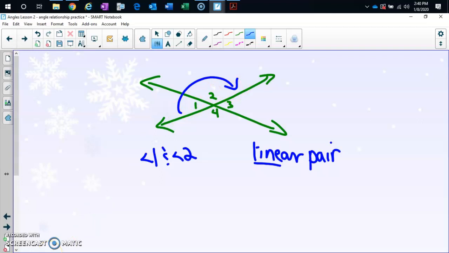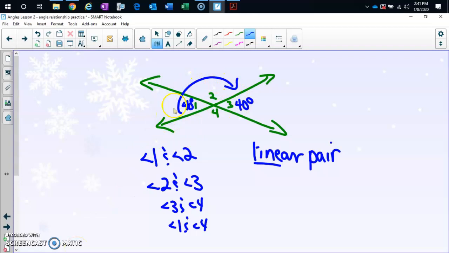Now, there's a bunch of other linear pairs. 2 and 3 are a linear pair, right here. 3 and 4 are a linear pair. And 1 and 4 are a linear pair. So, watch this. Let's go back to what I just said before. If angle 1 is 40 degrees, angle 3 is vertical. It is congruent, so that means that is also 40 degrees.